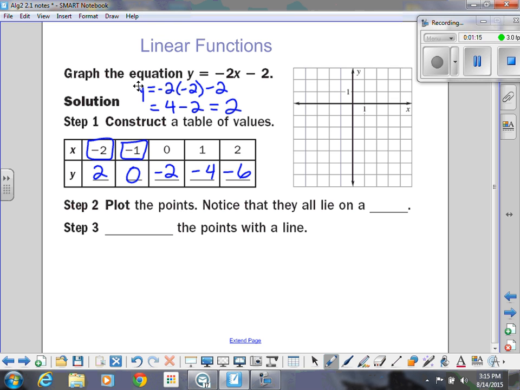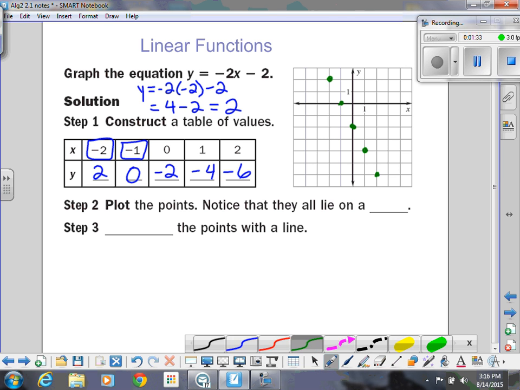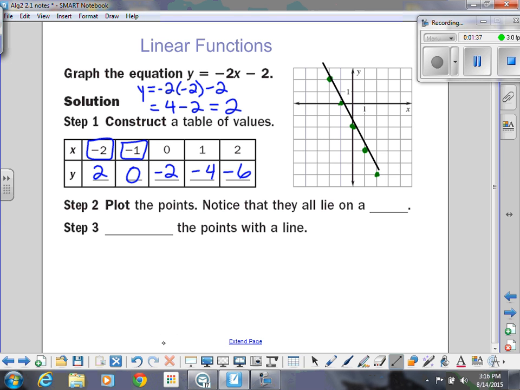So if I plot -2 and then +2, that's that point right there. -1, 0 is right there. 0, -2, 1, -4, and 2, -6. So you notice that all of these lie on a straight line, like that. So they all lie on a line. So if they lie on a line, you just connect the points just like I did.